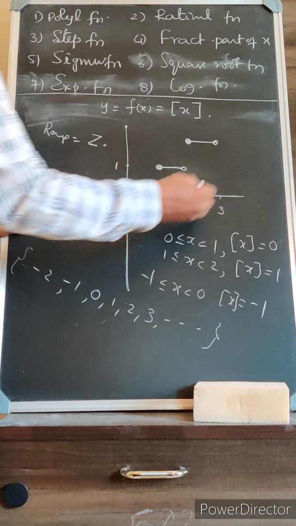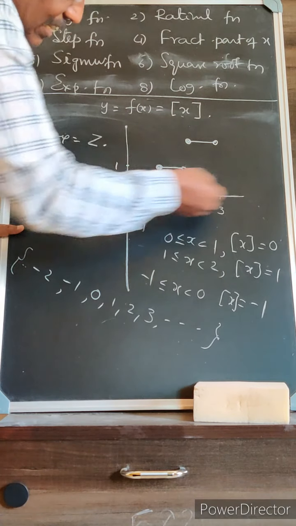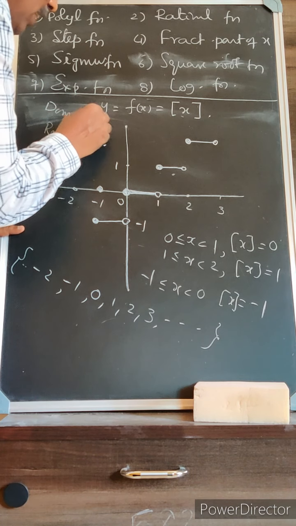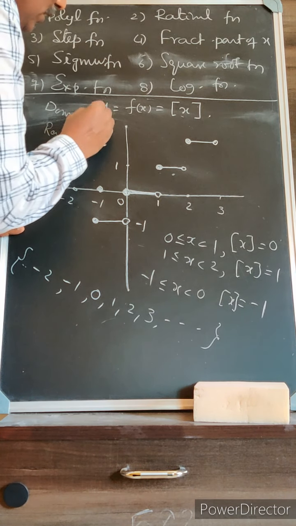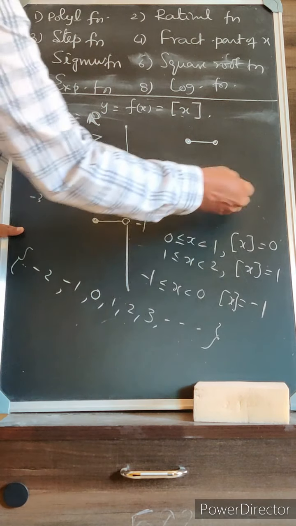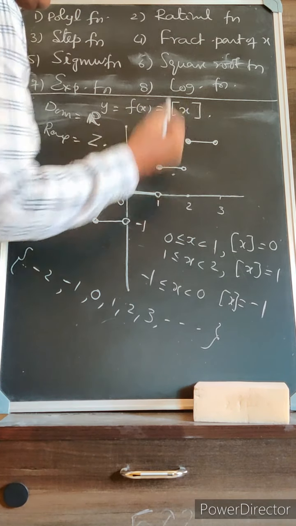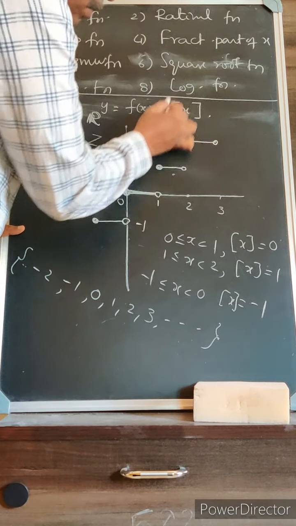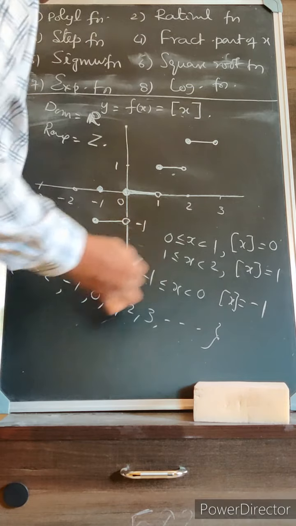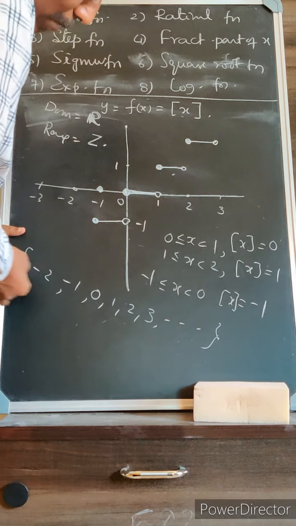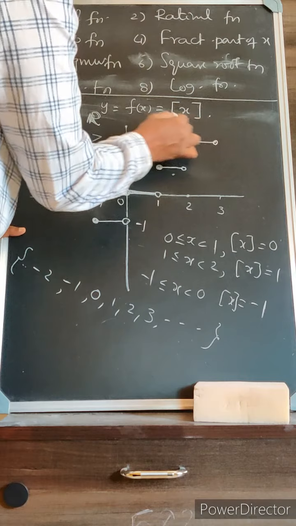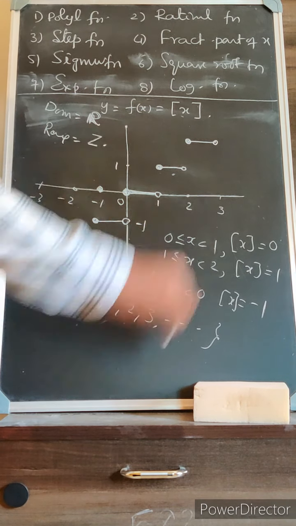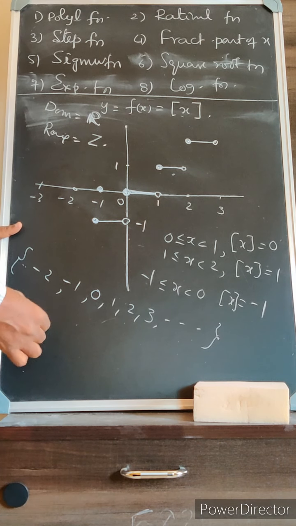integers. But the function is defined for each and every real number. Therefore, the domain is all real numbers. Domain is the set of all real numbers. But the range is only integers. Whenever we write bracket x, remember this bracket x is an integer. It can be 0, positive, or negative. Bracket x is always an integer because the range of the function is the set of all integers.